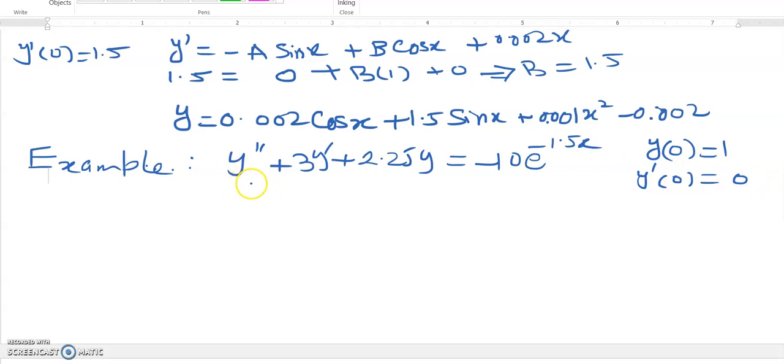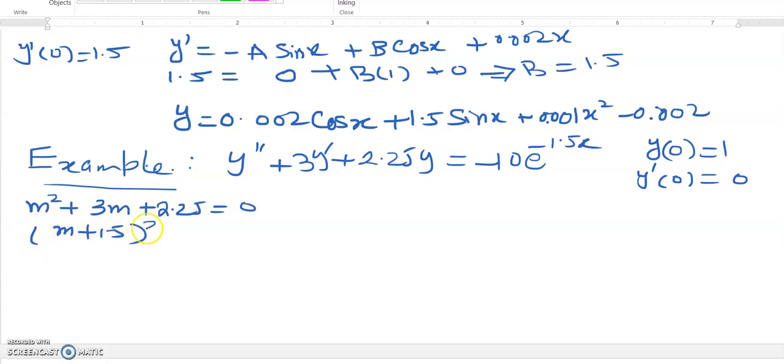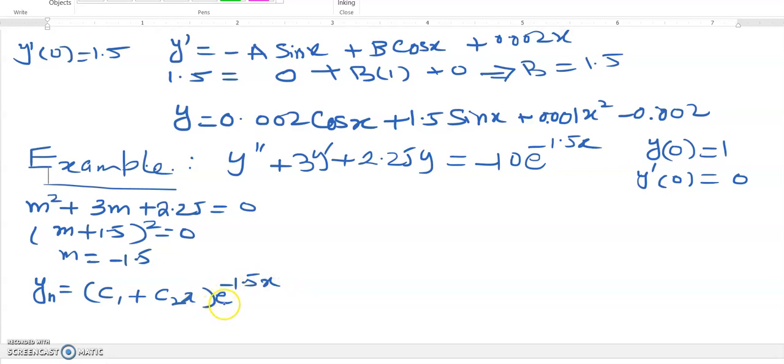So for this non-homogeneous equation, first of all we will find the solution for the homogeneous part. The characteristic equation is m square plus 3m plus 2.25 is equal to 0. This is a complete square, so (m plus 1.5) square is equal to 0. So m will be equal to minus 1.5, and this is a double root, so the homogeneous part will have the solution (c1 plus c2 x) e power minus 1.5x. This is the homogeneous solution.